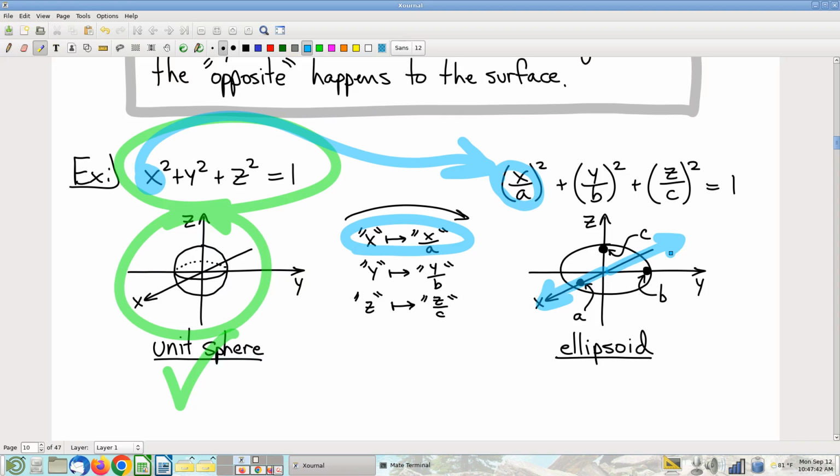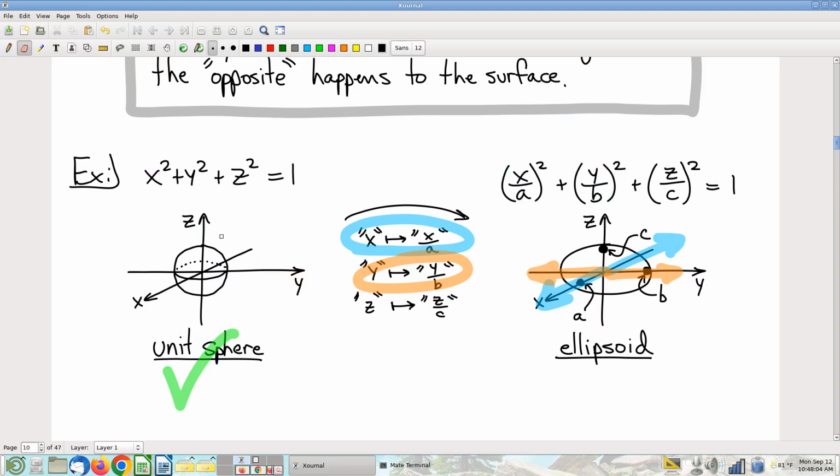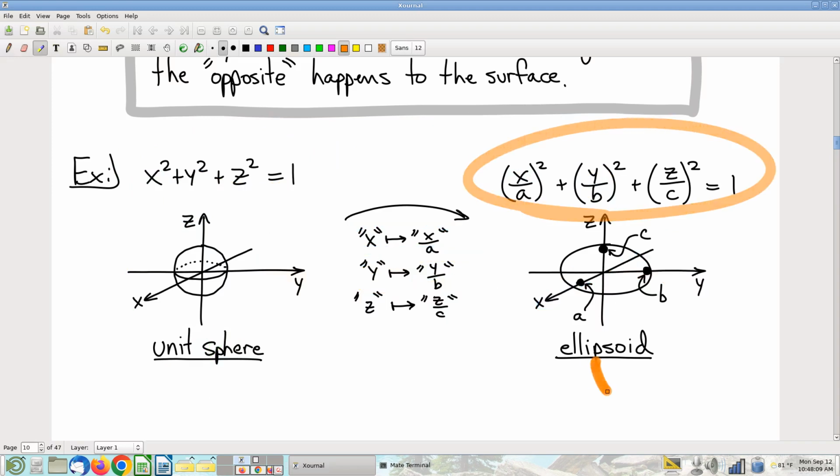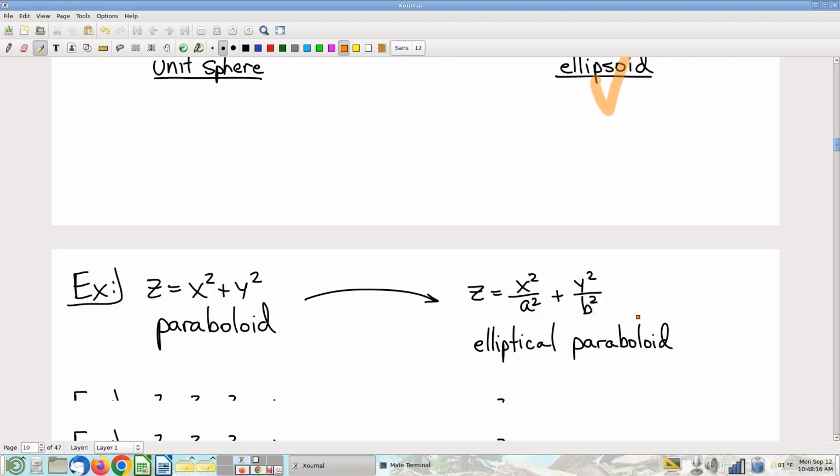And so this stretches that unit sphere by a factor of a in the x direction. Likewise for the others: you can see every y, and that's important, got replaced with y over b. So we're going to stretch by a factor of b in the y direction, and likewise by a factor of c in the z direction. Everybody good? Okay. So notice you get an equation now for what's called an ellipsoid. All right, a couple more.